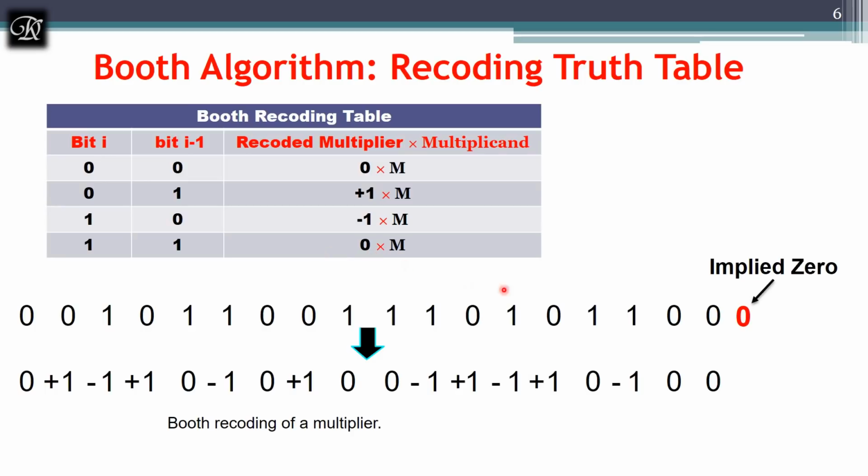You can see over here. And previous bit is 1 and next bit is 0, then it is positive 1. And previous bit is 0 and next bit is 1, negative 1. Again 1 to 0, it is positive 1. 0 to 1, it is minus 1. And 1 to 1, it is 0. 1 to 1, it is 0. 1 to 0, it is positive 1. 0 to 0, it is 0.